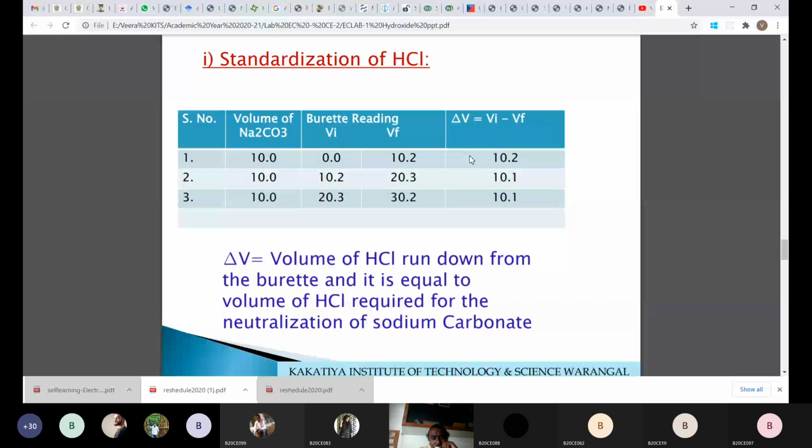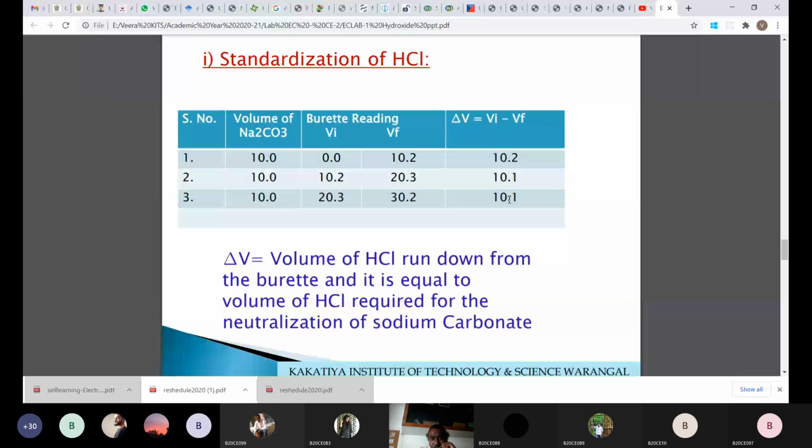For the second titration, this becomes the initial reading. You don't have to refill the burette all the time to make it 0. The final reading of the first titration becomes the initial reading of your second titration. Like that, until you get the concurrent value, you have to do at least 3 or 4 titrations.